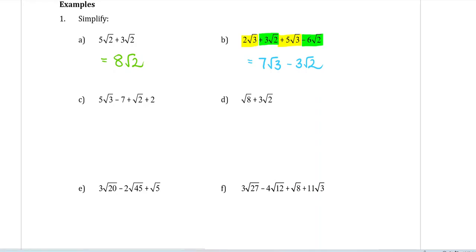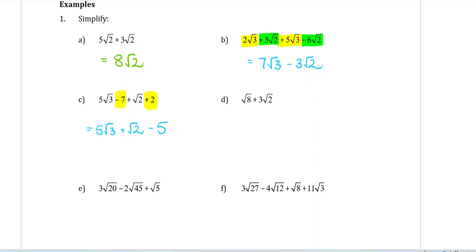Part C, we have a root 3 and a root 2, so they're not like surds. The only thing that are like terms in here are the constants. So unfortunately, I can't do anything with the 5 root 3, and I can't do anything with the positive root 2. All I can do is go minus 7 plus 2, which makes negative 5.